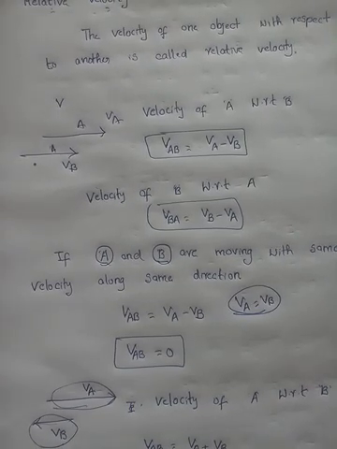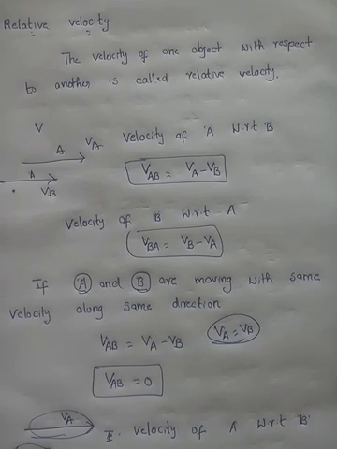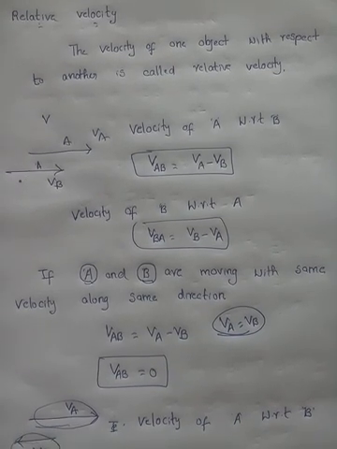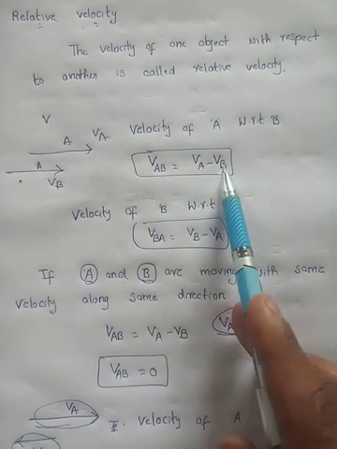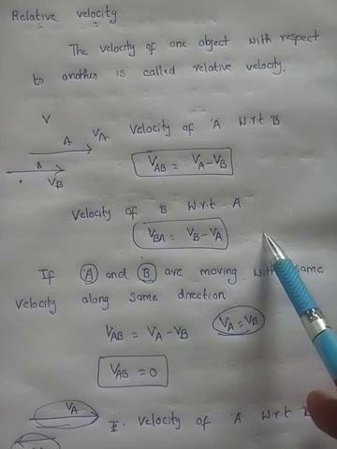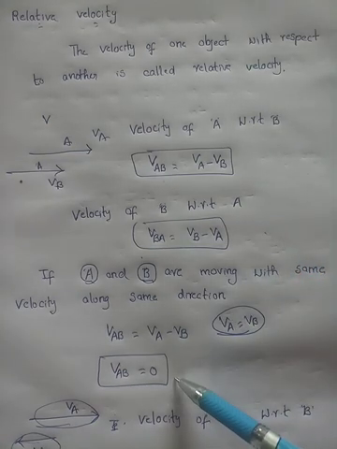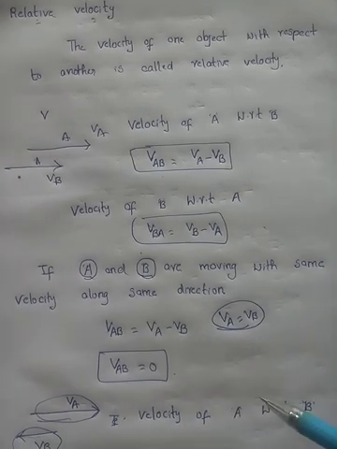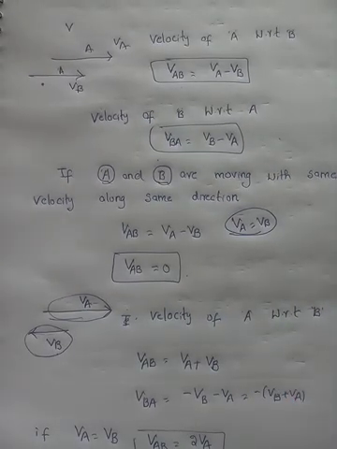So what is relative velocity? The velocity of one object with respect to another is called relative velocity. If both are moving along the same direction, VAB is equal to VA minus VB. If they are moving in opposite directions, VBA is equal to VB minus VA. If both move with the same velocity, the relative velocity is 0. If objects are moving in opposite directions, then the relative velocity is VA plus VB.